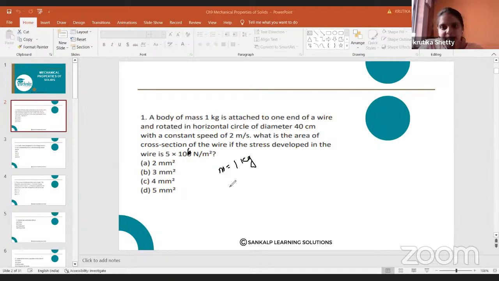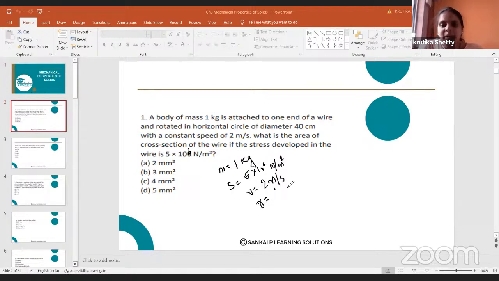Then next, the stress is given as S equal to 5 into 10 to the power of 6 Newton per meter square. The speed is given as 2 meter per second, right? Then the diameter is given as 40 centimeter. So it is actually the radius here, it is not a diameter. So the radius is 40 centimeter.